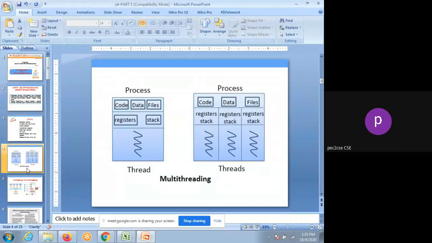Okay. So multi-threading, for example. In a laptop, every one of you is maybe using a laptop or a desktop system. If you are having MS Word, that is one process. MS Word becomes one process. And if you are having the media player, that is another process. And if you are doing the printing, or using MS Excel, that is another process. If you are using the browser, that is another process.